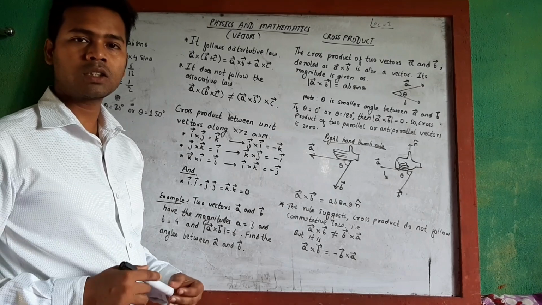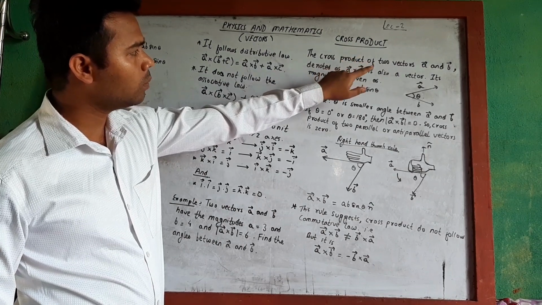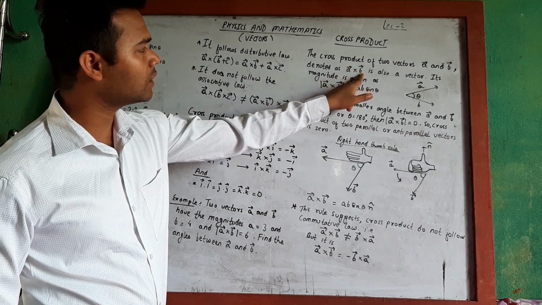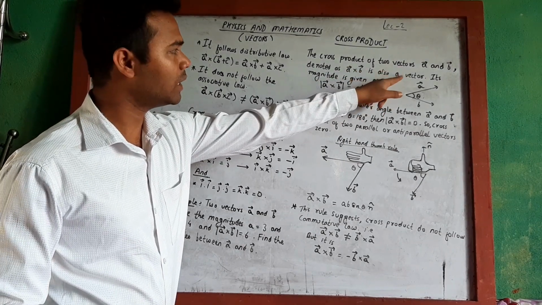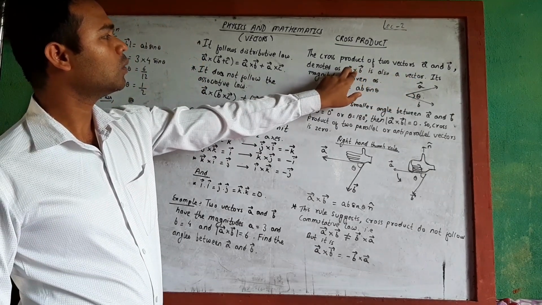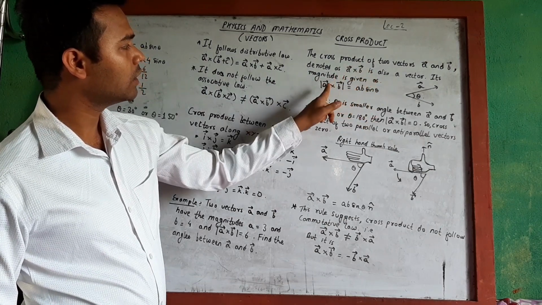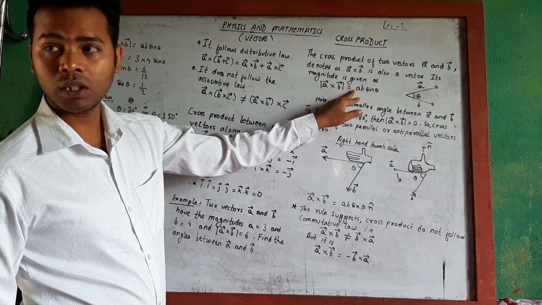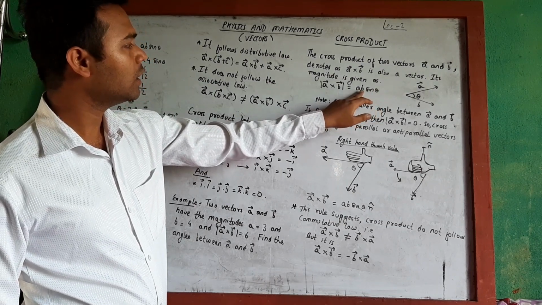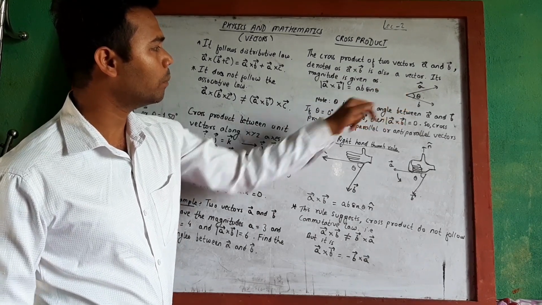Now let's come to our last topic, cross product of vectors. The cross product of two vectors, a vector and b vector, denoted as a vector cross b vector, is also a vector. It means the cross product will have magnitude as well as direction. Its magnitude is given as magnitude of a vector cross b vector equals ab sine theta. A is the magnitude of a vector, b is the magnitude of b vector, and theta is the angle between a vector and b vector.